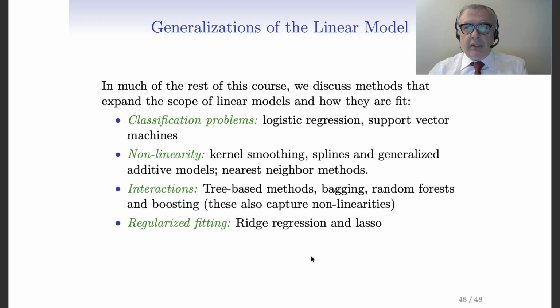And this concludes our presentation of main topics on linear regression.